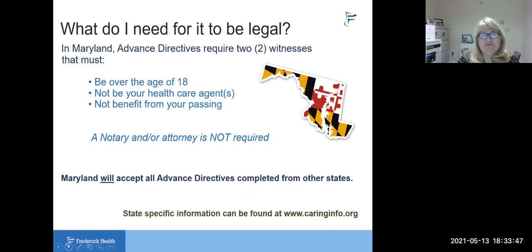So for an advanced directive to be legal, I think a lot of people feel that you have to complete it with a notary or an attorney, but that is not required in the state of Maryland. It only requires that you have two witnesses. They have to be over the age of 18. They cannot be your healthcare agent, the person that you're having make your decisions, and they can't benefit from your passing. So it can't be a family member that would benefit from that.